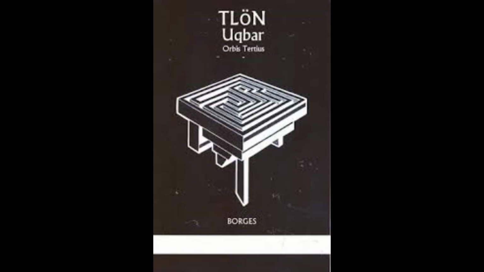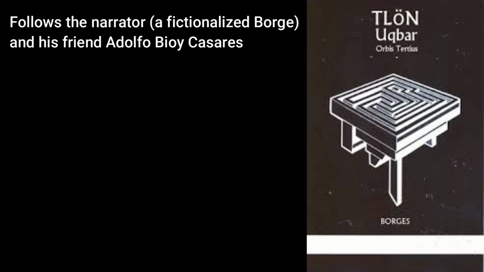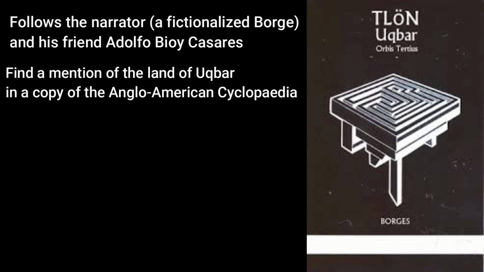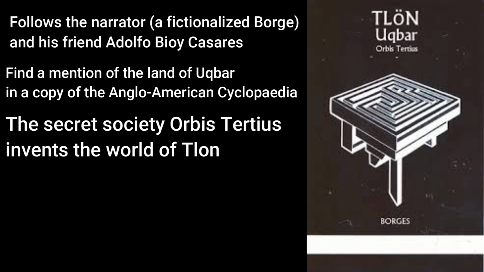Okay, we're going to move on to story 6. This story is going to be Tlön, Uqbar, Orbis Tertius. So this story follows a narrator and his friend Adolfo Bioy Casares. They discover an anomaly in a volume of the Anglo-American Cyclopaedia, which describes an unknown country called Uqbar. This leads to the discovery of a secret society, Orbis Tertius, that spends centuries inventing a fictional world named Tlön. So as Tlön's idealist philosophies and artifact rules leak into reality, the physical world begins to turn into Tlön. This is kind of another example of this idea of dreams bleeding into the world.